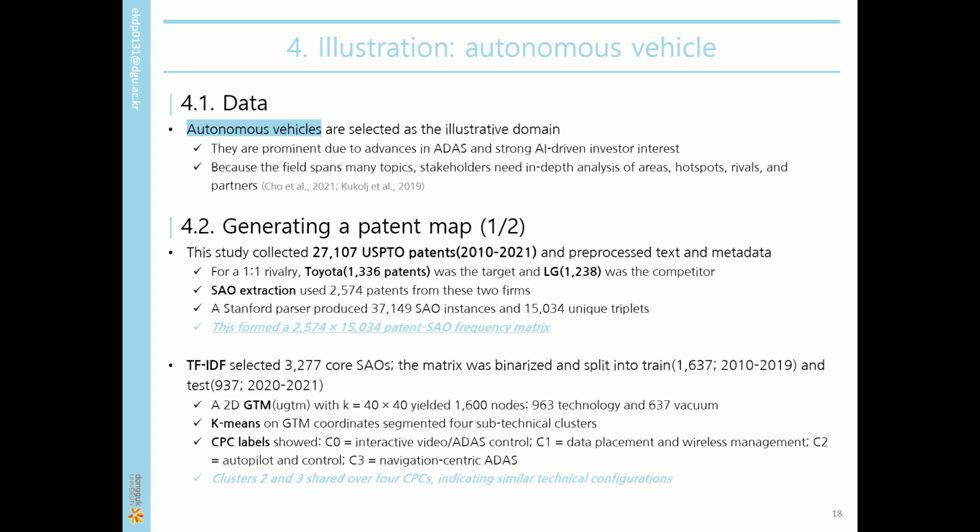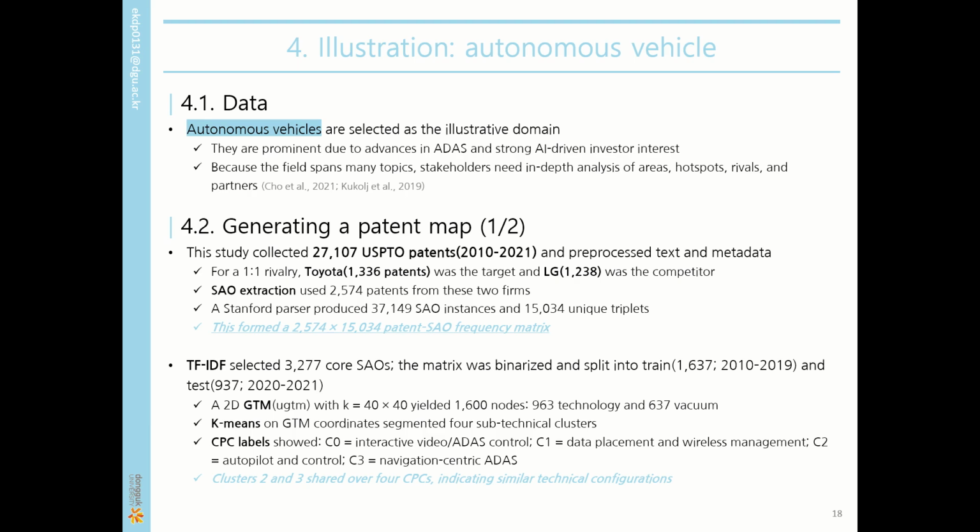Autonomous vehicles are selected as the illustrative domain. They are dominant due to advances in ADAS and strong AI-driven investor interest. Because the field spans many topics, stakeholders need in-depth analysis of areas, hotspots, libraries, and partners. This study collected 27,107 USPTO patents from 2010 through 2021 and cleaned both text and metadata.